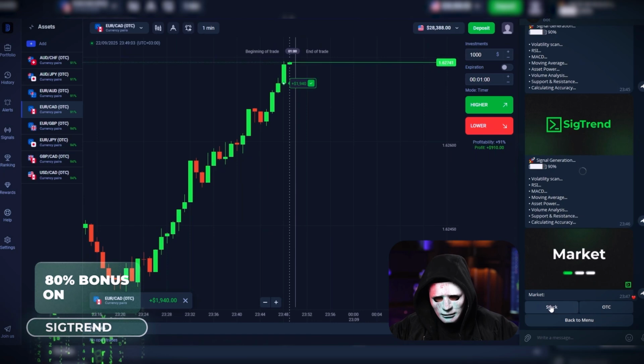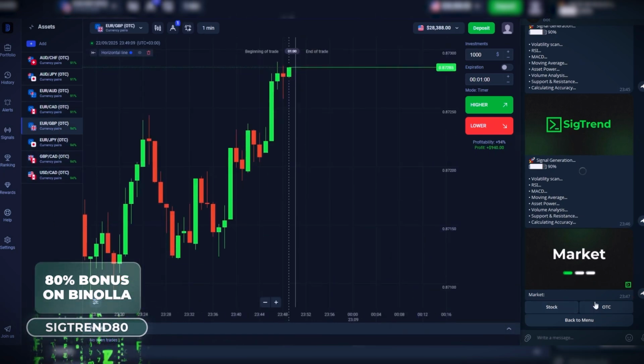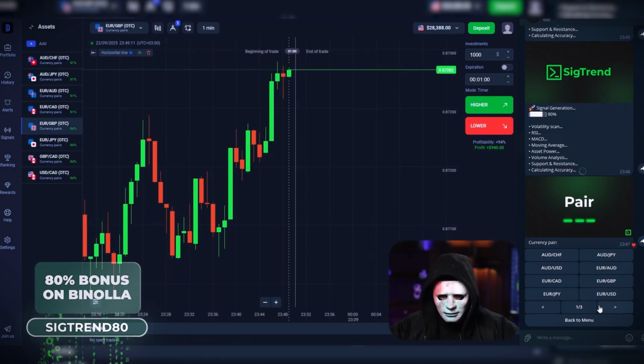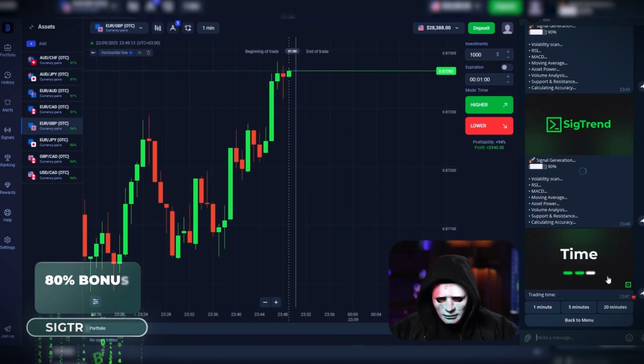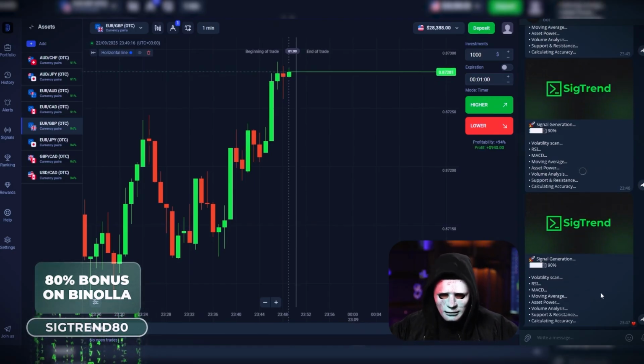Awesome, the balance is growing right before our eyes. But we're moving on. Let's pick another currency pair. And now we need to find it here. So, we go in for 1 minute, the signal is being analyzed, and we wait.